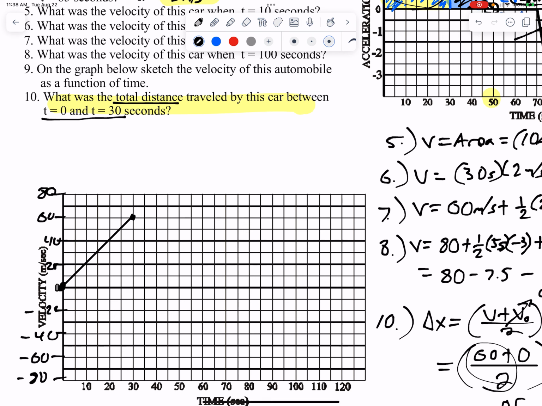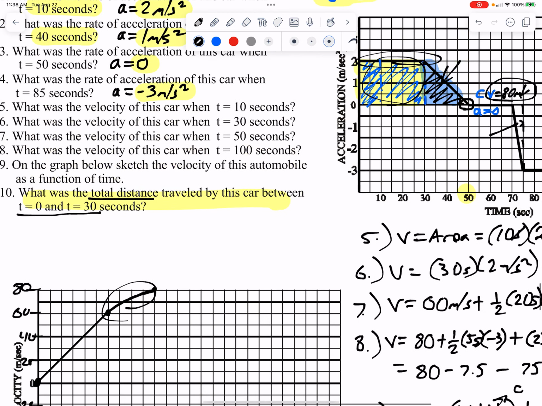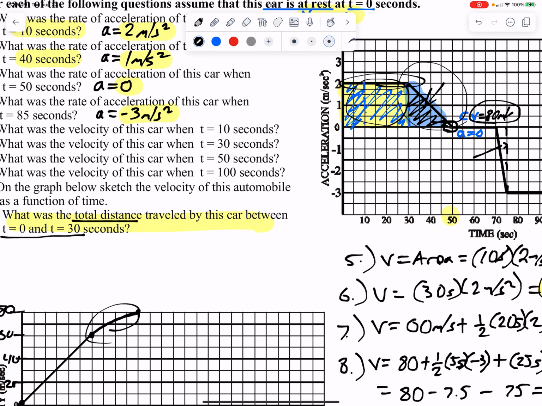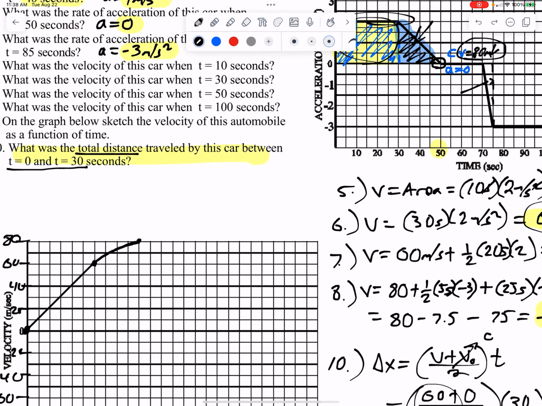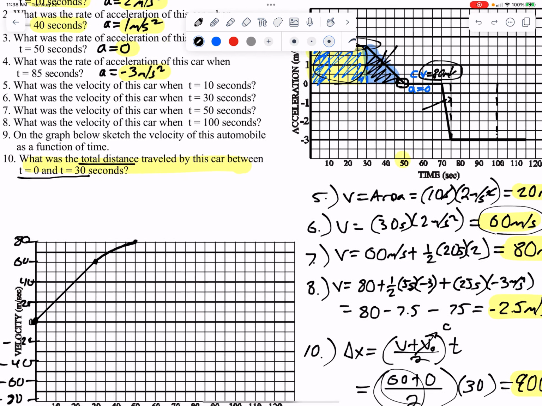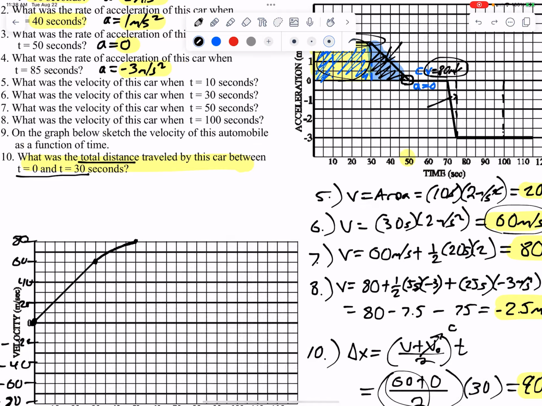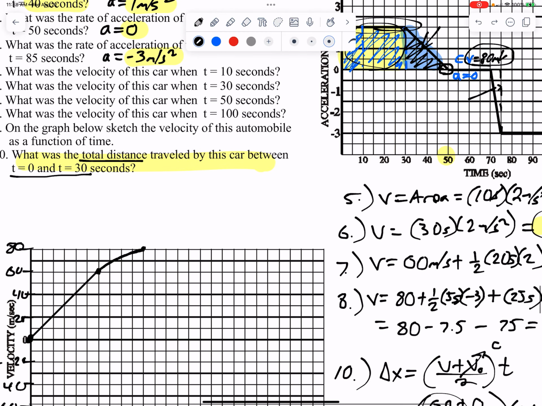Now, at 50 seconds, you're at 80. What's happening here is you're going to have a curve, and that curve is going to represent this decrease in acceleration right there. It's not constant anymore. Okay, now you have constant velocity for 20 seconds. So we're going to have a straight line across for that.